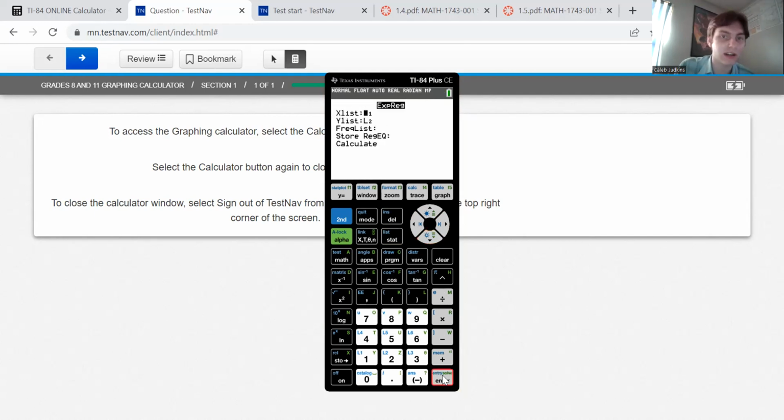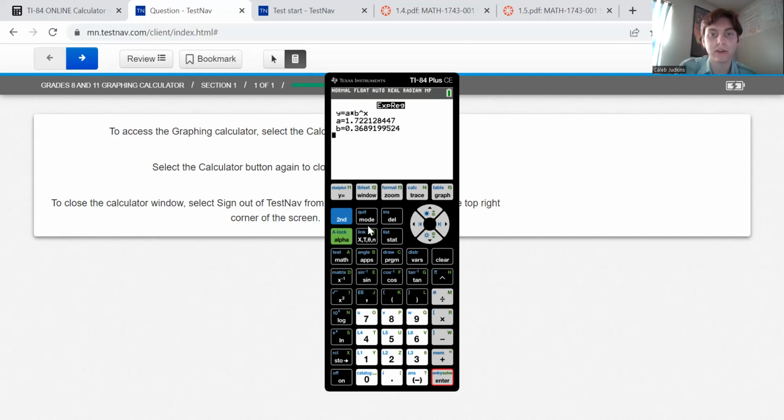So we hit enter, highlighting that. Our X inputs are the first list, our Y outputs are the second list, and we are going to store this in one of our functions. So we go to VARS for our variables. We go to Y variables. We're wanting to store it in the function. So we go to function, and I want to store it in Y1. So there we go. And then we highlight calculate and hit enter. And boom, it tells us exactly what A and B are supposed to be.